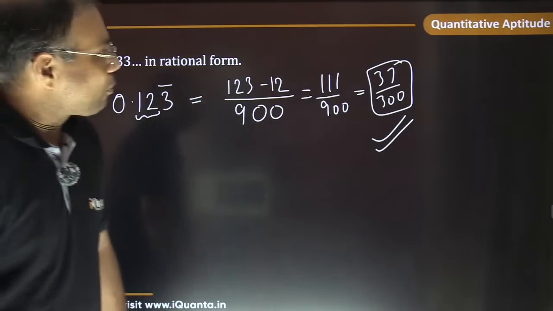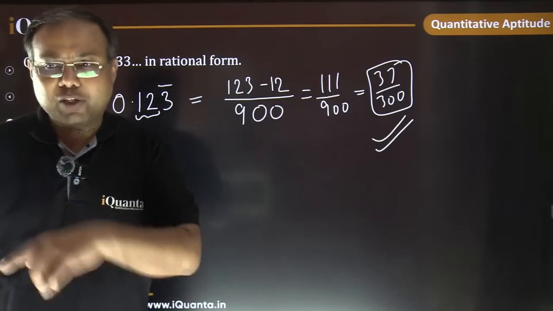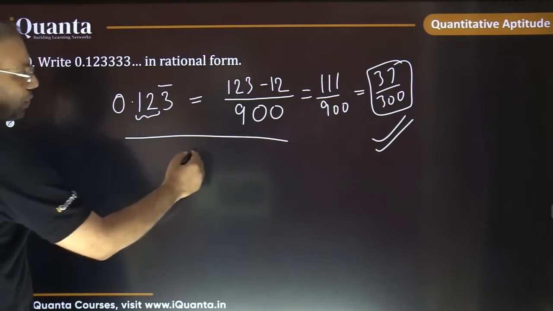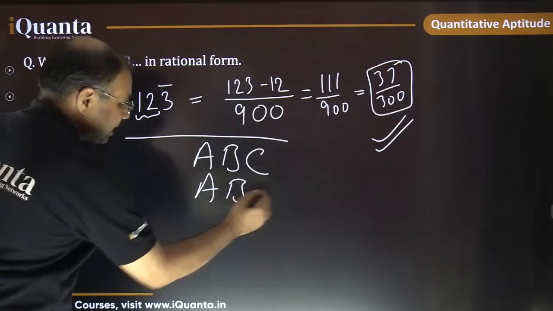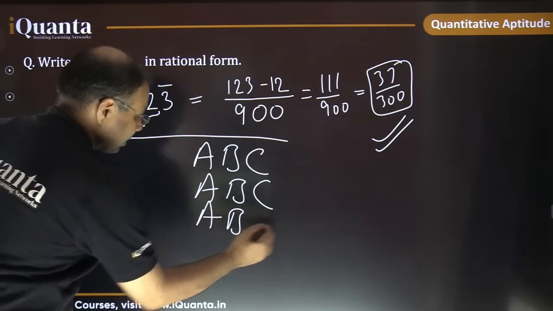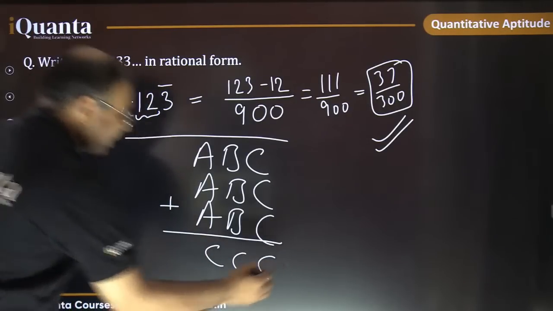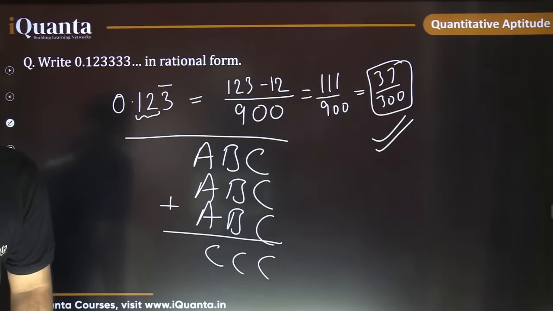Okay. Before moving further, I'm giving you a question just like the first question we did. Please answer fast. See, are you able to think in a logical manner or not? ABC, ABC, ABC. The sum comes out to be CCC. We have to find the value of all the digits. Please do it quickly.